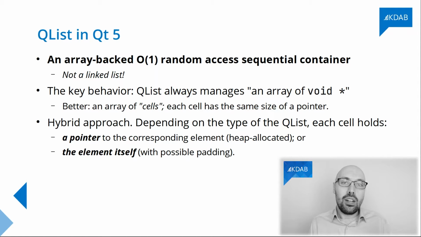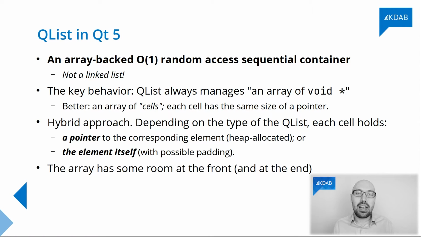Now these cells are organized as an array. So they are contiguous in memory. And this specific array also has some empty room, just like QVector, but in the case of QList, this empty room is actually on both extremities. So there is some extra space at the beginning as an optimization for prepend, and some extra space at the end as an optimization for appending elements.